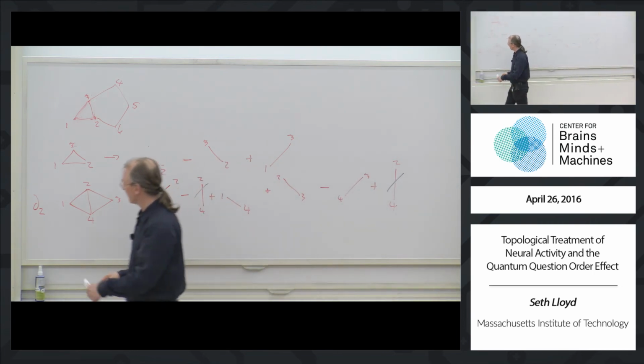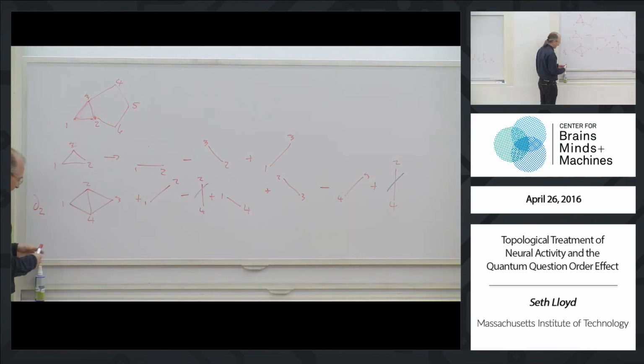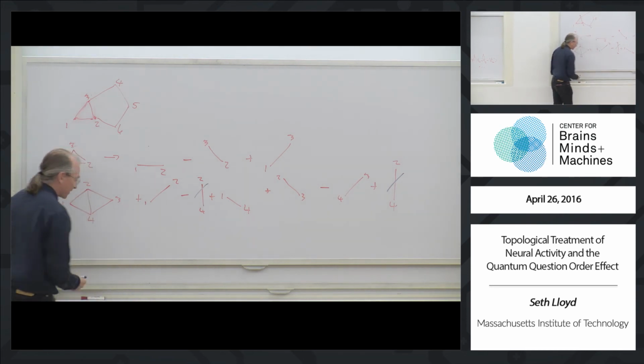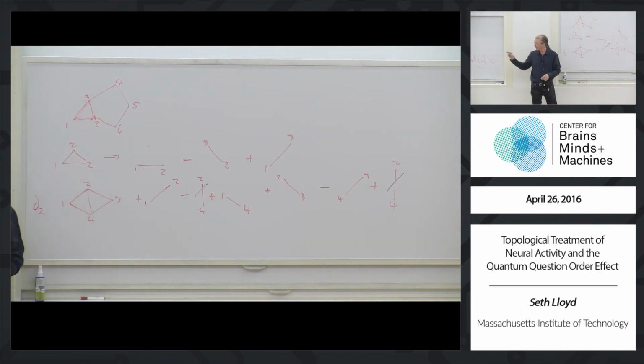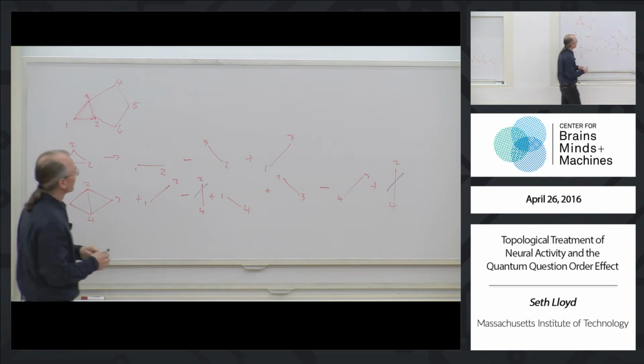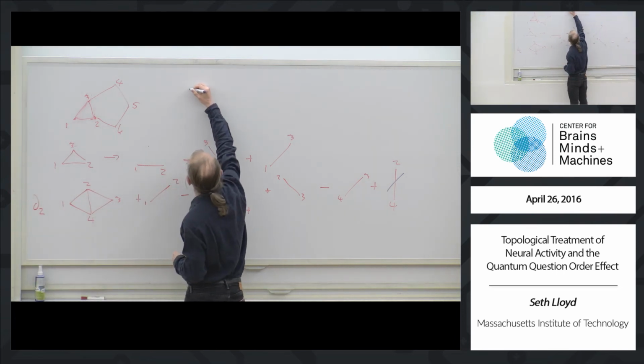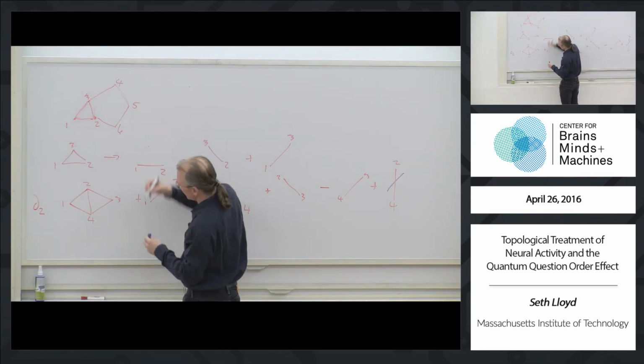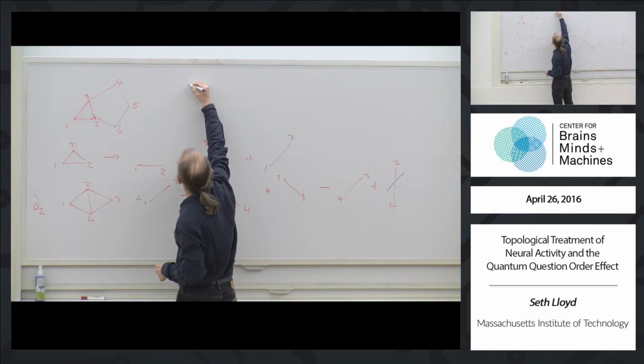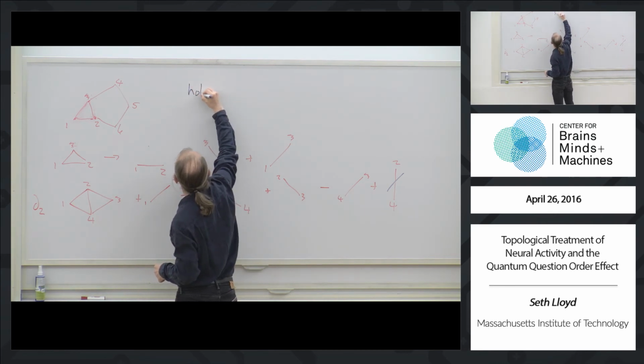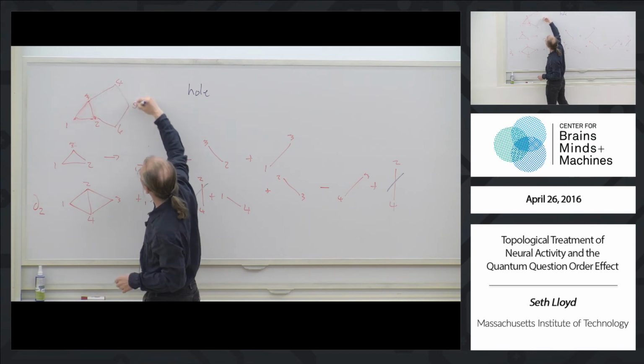And so using this boundary map, you can identify all these topological features. If you look at what a topological feature is, like a hole, like this hole, the 2, 3, 4, 5, 6 hole.